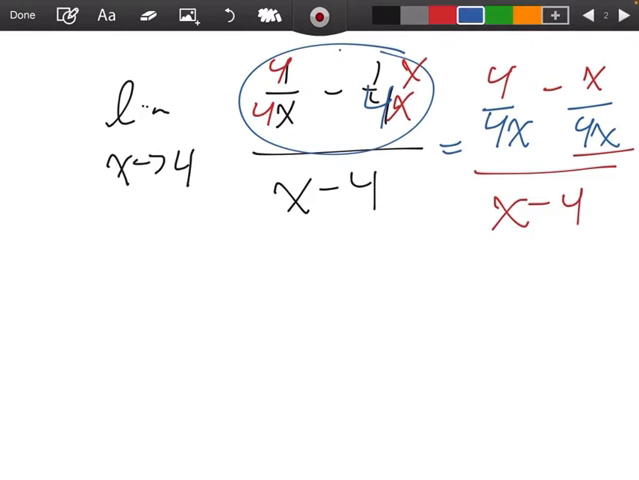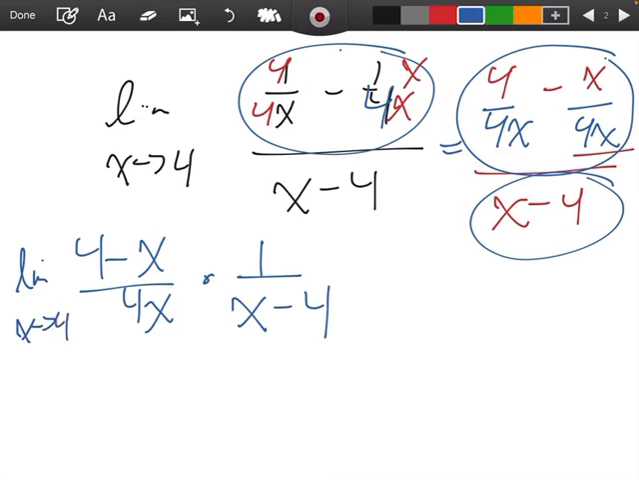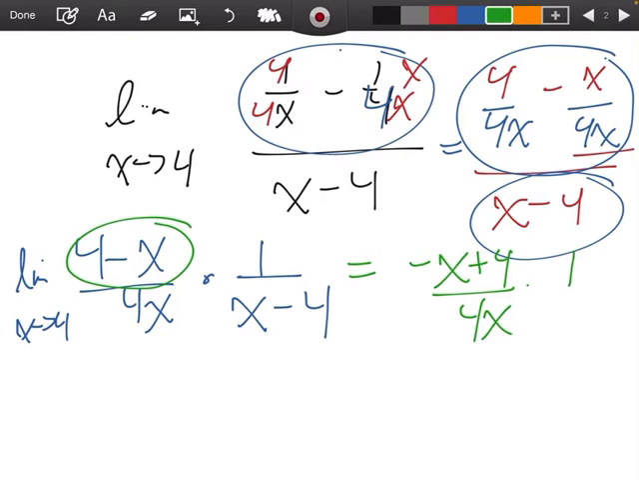Okay, now that we have this piece, we can write a single fraction, 4 minus x, all over 4x. And instead of dividing by x minus 4, we can multiply by the reciprocal, 1 over x minus 4. I don't want to forget, I'm still taking the limit as x gets closer to 4. What I want to do now, y'all, is factor this guy. I'm going to rewrite it and factor it. So I'm going to write a negative x and a positive 4 over 4x times 1 over x minus 4.